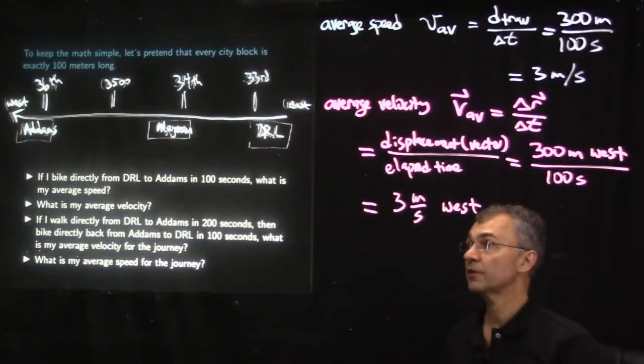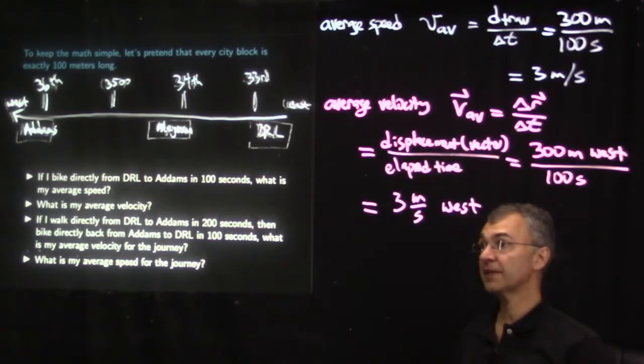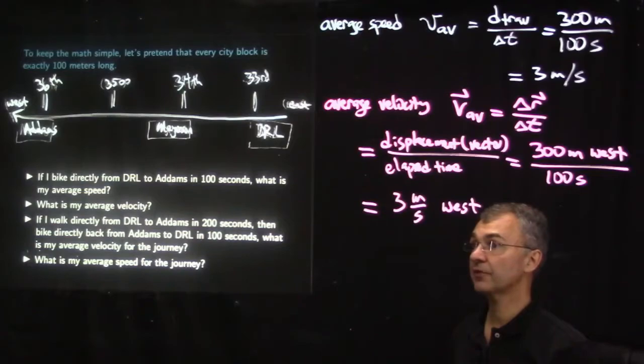So I bike directly from DRL to Addams in 100 seconds. That's 300 meters. I went west. 3 meters per second west. Right. Now, if I walk directly from DRL to Addams in 200 seconds, instead of biking, I'm walking and it took me 200 seconds. Oh, and then I bike directly back from Addams to DRL in 100 seconds. Whoa, okay.